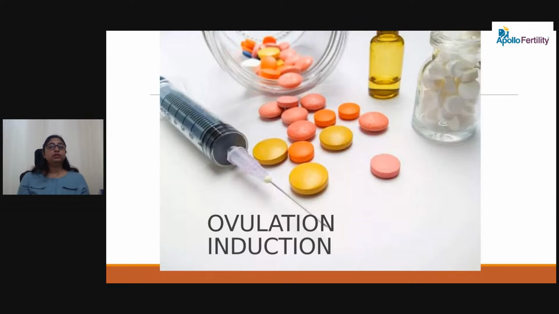Now comes the further management if this is not happening, or if we are finding that there is no egg release. Another method is ovulation induction. Ovulation induction is like, we will give medicines, like tablets or injections, which will regulate the hormones secreted from the brain, so that the eggs start maturing properly and releasing. So that is called ovulation induction.